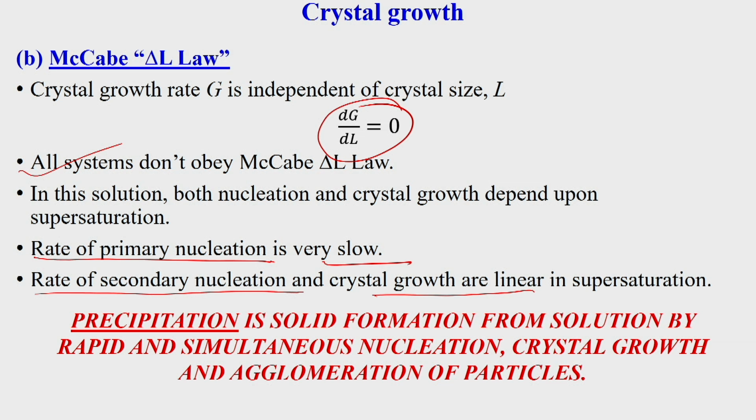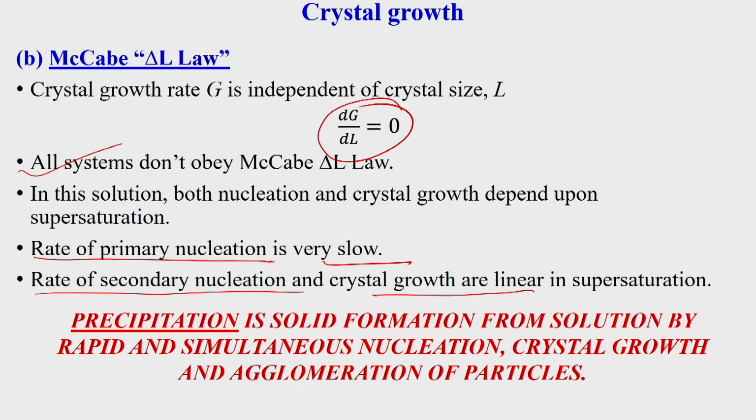So, now at the end of this discussion, we can differentiate between crystallization and precipitation. Precipitation is solid formation from the solution by rapid and simultaneous nucleation, crystal growth and agglomeration of the particles. But in case of crystallization, whatever we have learned till now, whenever we have supersaturation, then we get nucleation, then crystal growth.